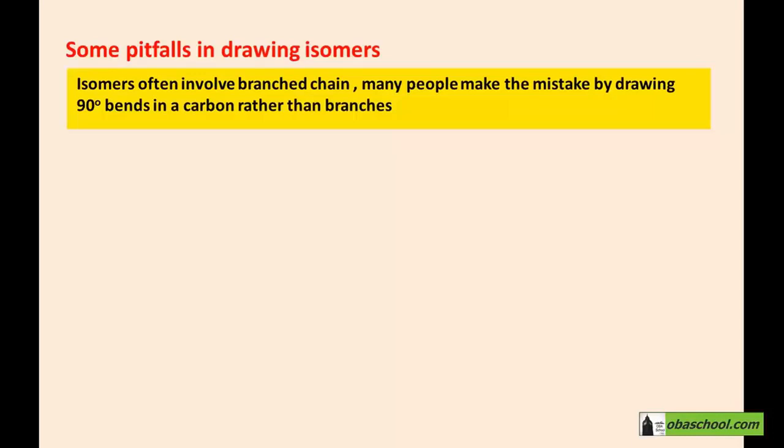Some pitfalls in drawing isomers. What are some common mistakes that we may make when drawing isomers? Isomers often involve a branched chain. Many people make the mistake of drawing 90 degree bends in a carbon chain rather than branches.